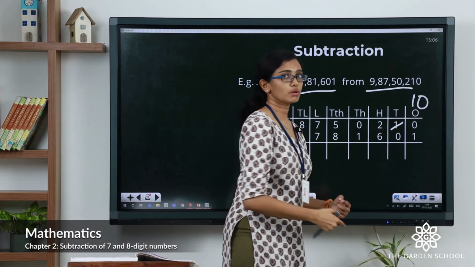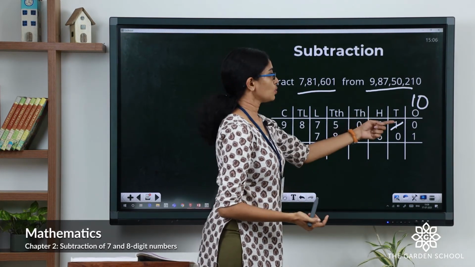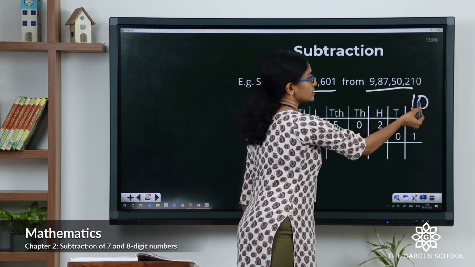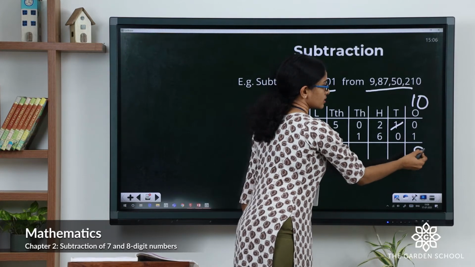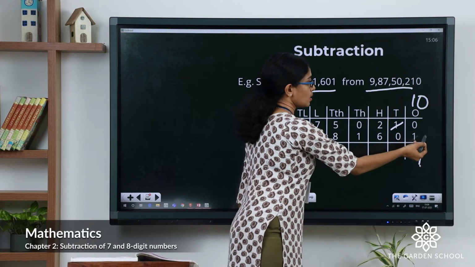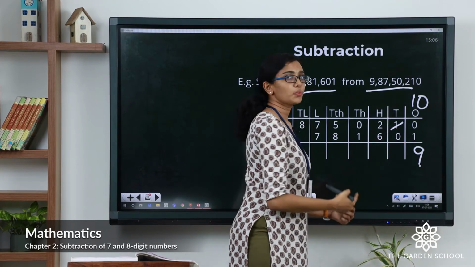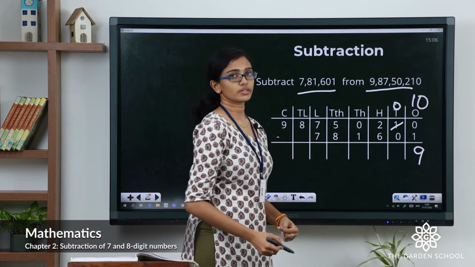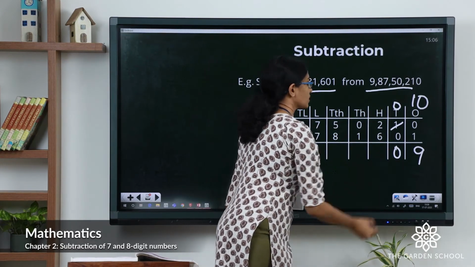Any number plus 0 is that number itself. So 10 plus 0 is equal to 10 itself. So now you have 10 minus 1, which is 9. Here, since we gave 1 to the ones place, this 1 became 1 minus 1, 0. So here 0 tens minus 0 tens is 0.